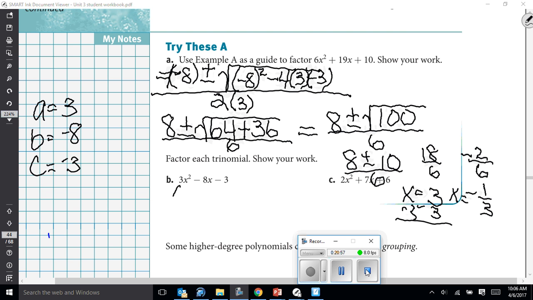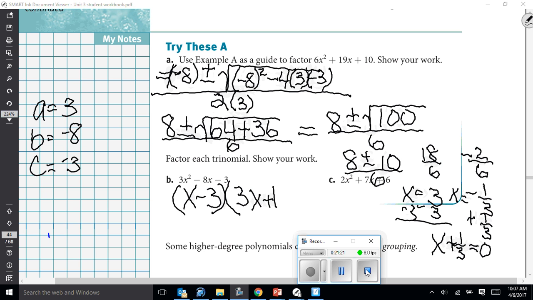So this parenthesis is x minus 3. And then what's this parenthesis going to be? So we're going to add that 1/3 over. That's going to give us x plus 1/3 equals 0. But in factored form, we don't want a fraction here. So we're going to pop that 3 in front of the x.